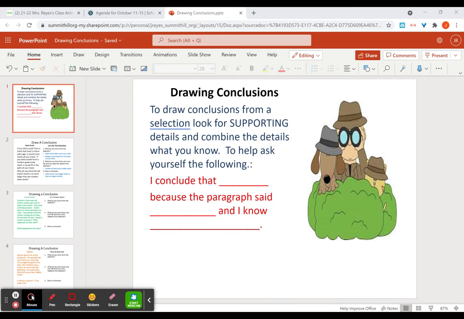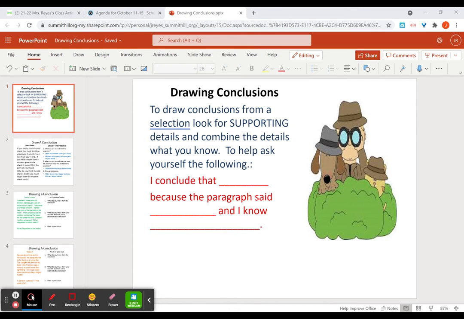Basically, drawing a conclusion means that you are going to draw a conclusion from a selection. When you do that, you're going to look for supporting details that combine with details that you already know. One of the sentence frames that we work with is we might say something like, I conclude that dot dot dot because the paragraph said dot dot dot and I already know dot dot dot.